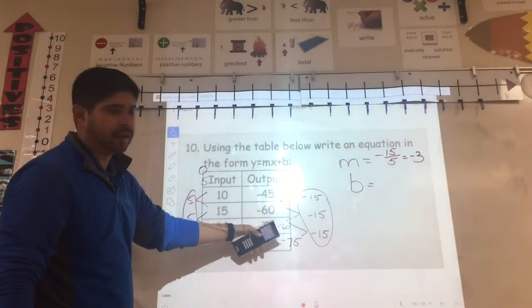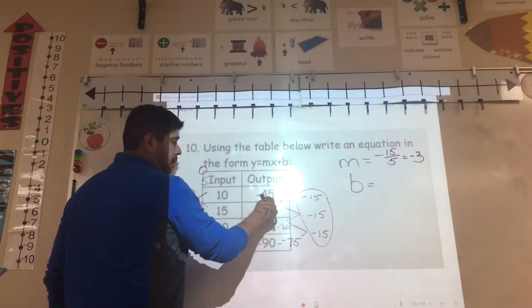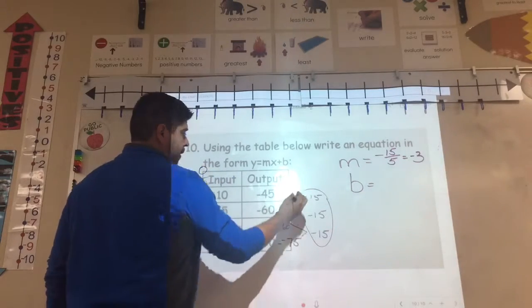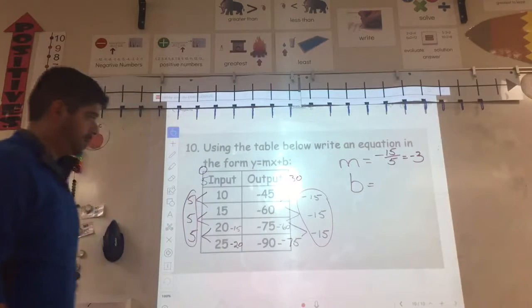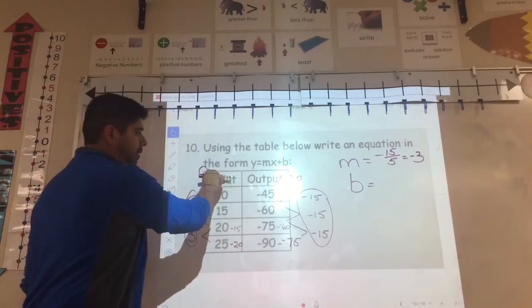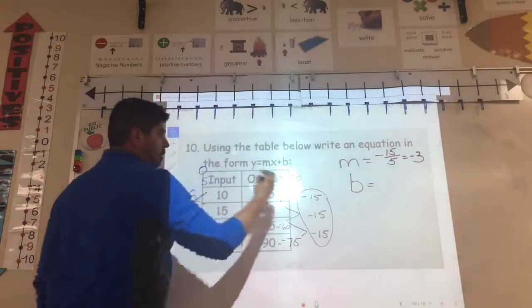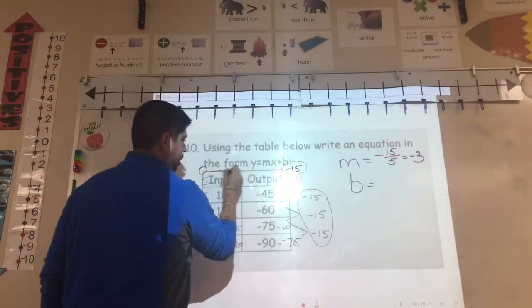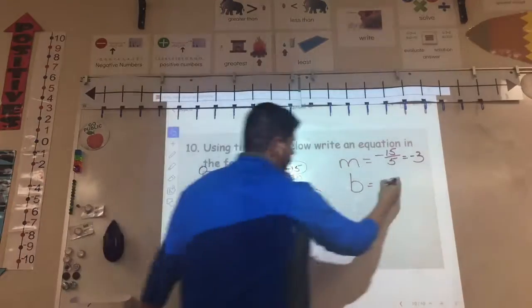These outputs are the y values. So negative 90, negative 75, negative 60, negative 45. If you look here, I'm just going to go back 15 from negative 45. So that would be negative 30. Now that's paired with 5, so I need to go up 1 more to get something that's paired with 0. So another negative 15 from negative 30. It's like we're getting closer to 0. So that's going to be negative 15. This right here is my y-intercept, because that's what's paired with 0. So negative 15 goes here.